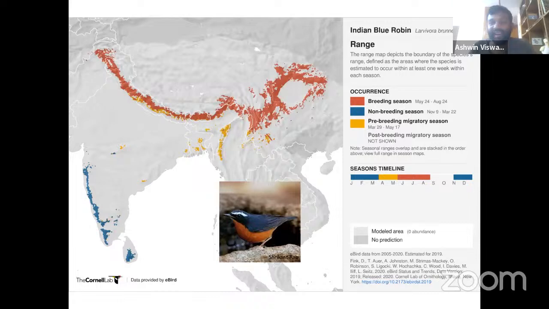Indian blue robin, another bird that is a winter visitor here, and these are outputs that you can download on the eBird website. You can go to the eBird website. There'll be a place that says, I think, status and trends, and there's eBird science. If you click on that, you'll get all sorts of nice visualizations like this that you can use in your presentations.